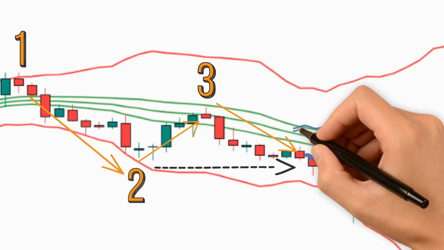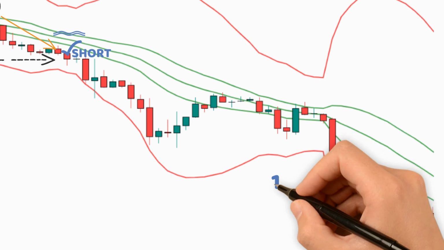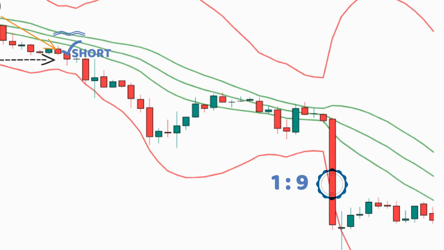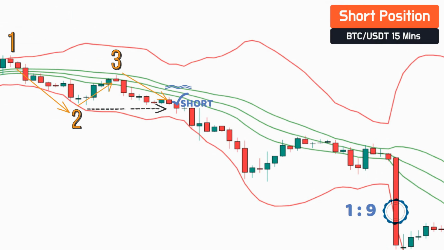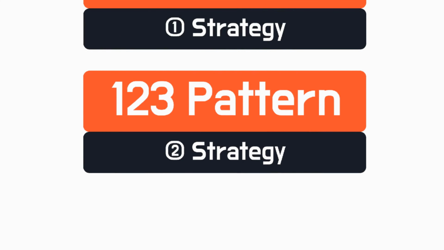Set the stop loss at the upper band of the central green neutral zone and take profit at the 1 to 1.5 position or when the candle touches the lower band. In the following example, profit was taken at the 1 mean position where the lower Bollinger Band was touched. Today, we looked at the breakout strategy and 1 to 3 pattern strategy using double Bollinger Bands.